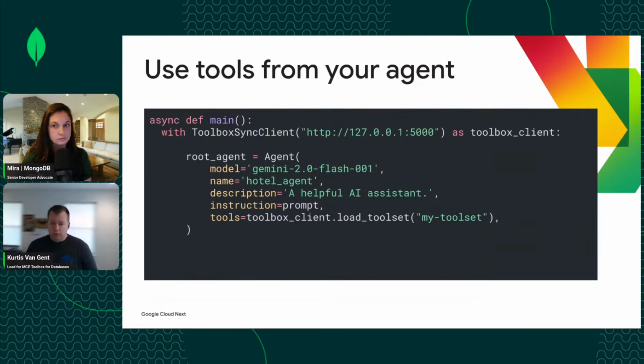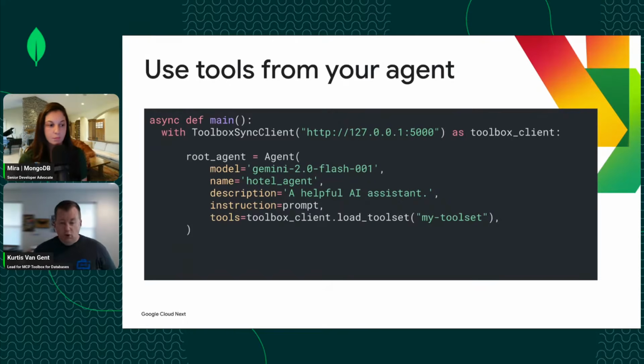And so using these tools from your agent is pretty straightforward. You don't have to redefine a bunch of Python functions like you would normally. You can just say, hey, I'm going to open up the client. I'm going to point it at the URL of my Toolbox server. That's going to give me a Toolbox client. And then from the Toolbox client, I can load tools either by name, or I can load them by tool set to essentially get the tools in a way that my agent can understand.